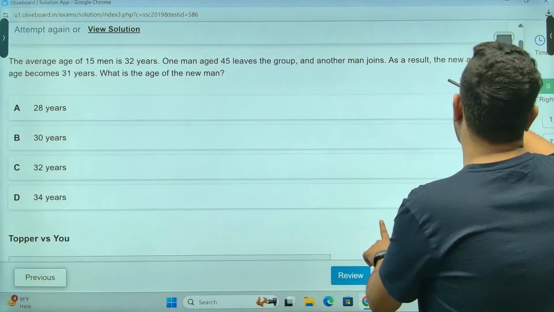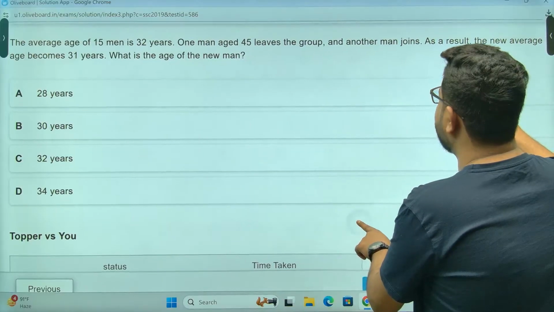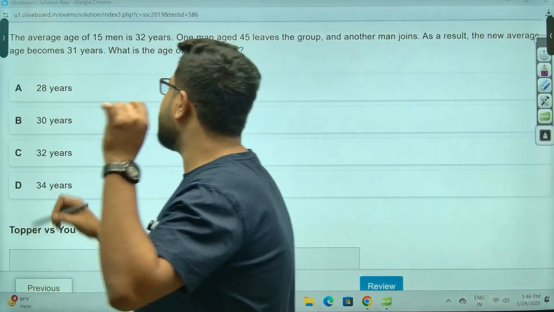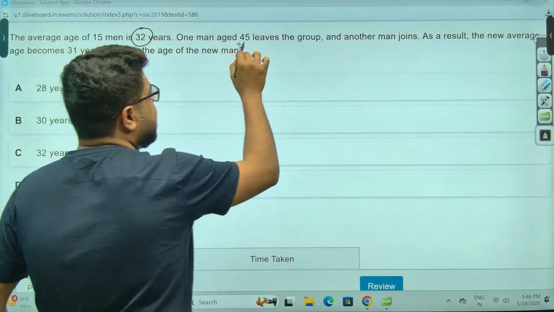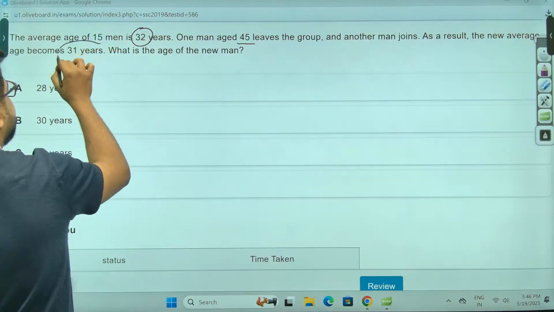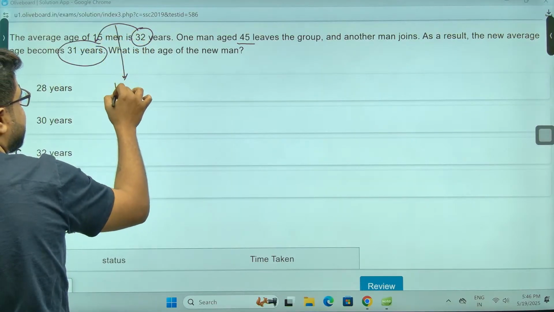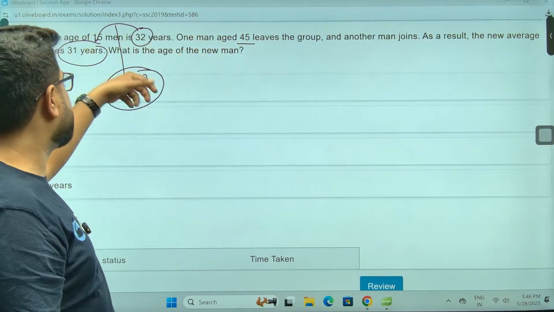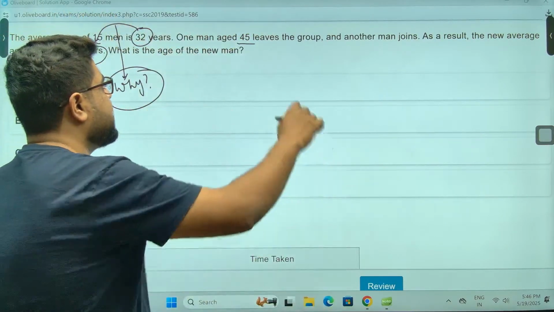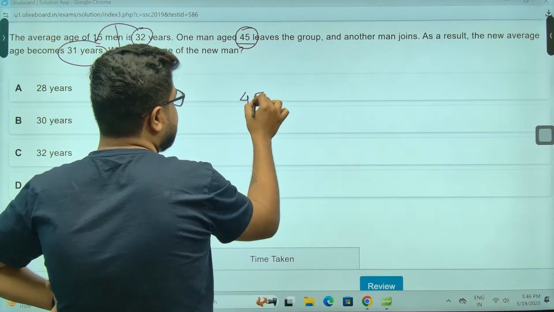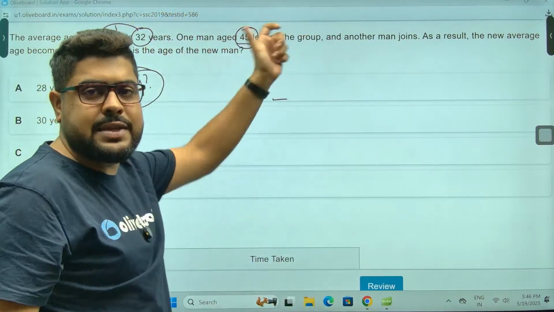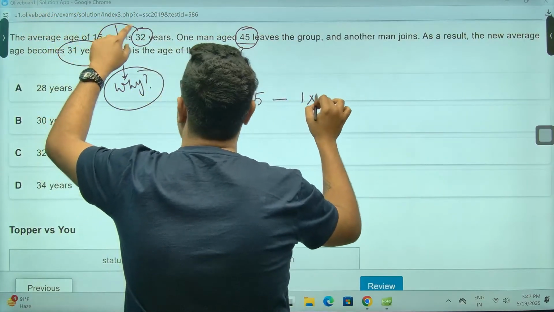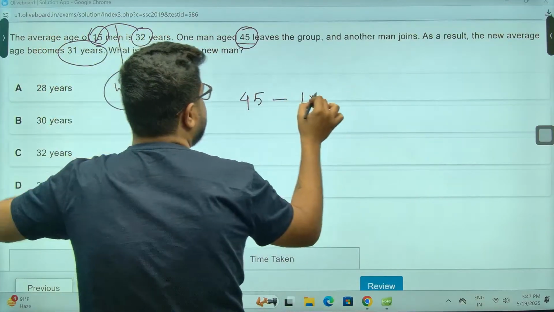Sir, in and out concept. Very important concept. We have done many questions on this, right? Average age of 15 men is 32 years. One man leaves, and the new average becomes 31, sir. First question I always asked you to ask is why? Because the new person who has joined is younger than the man he is replacing. By how much? By so much that he is causing a difference of 1 year for all the 15 in the group.